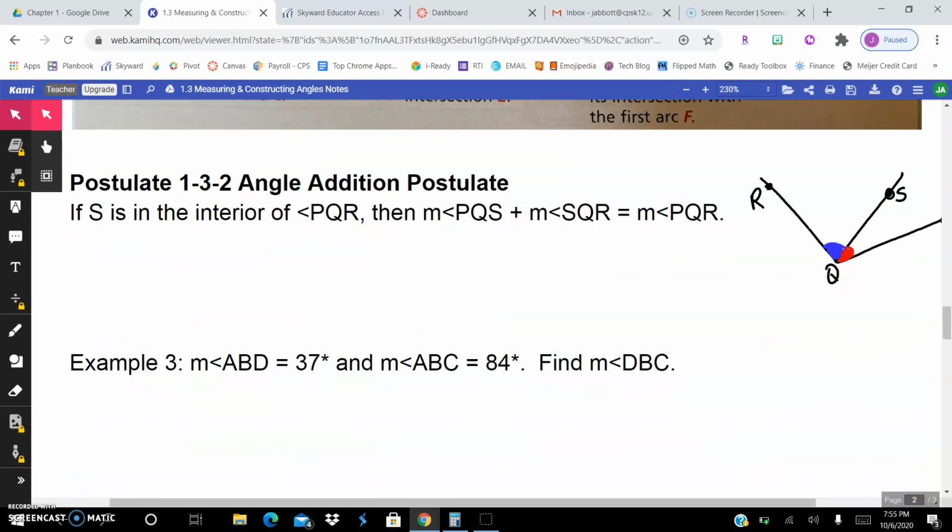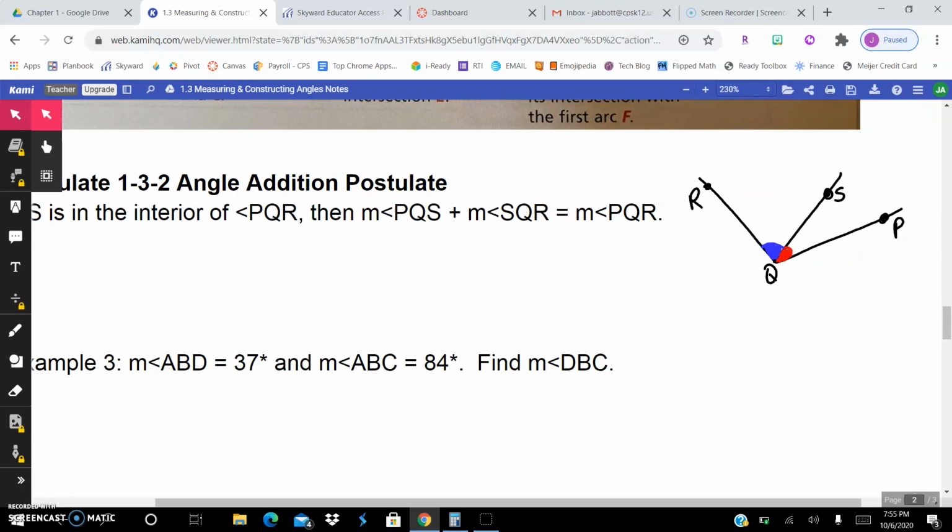Postulate 132 is the angle addition postulate, and it says if S is in the interior of angle PQR, so if we look at our picture here, the large angle is PQR, and then we have that line going through the middle with S, then the measure of angle PQS, which is shown in red, plus the measure of angle SQR, which is shown in blue, is going to be equal to that larger angle. So basically the two smaller ones inside put together are going to make your larger angle.